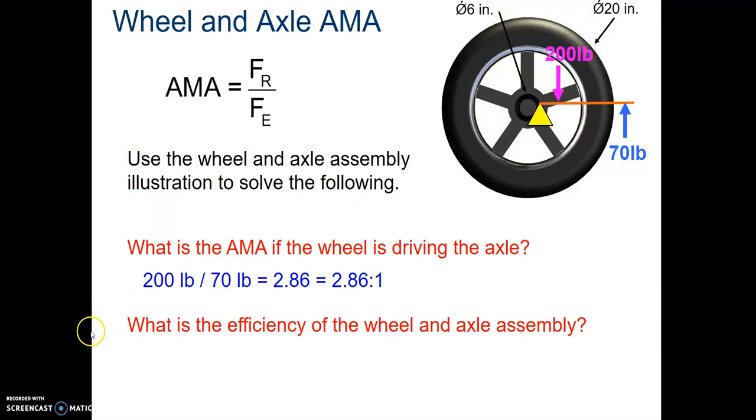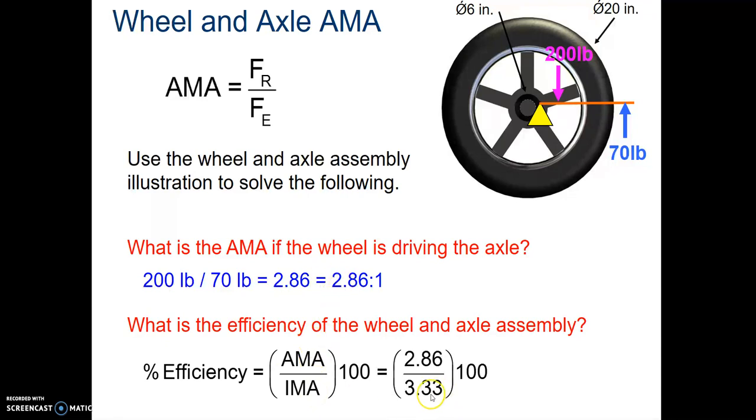So what's the efficiency? Well, the efficiency is the AMA over the IMA. We have an AMA of 2.86. From the previous slide, we had an IMA of 3.3 when the wheel was driving the axle. Divide those two, and you've got an efficiency of 85.9%. Nothing can be more than 100% efficient. If you ever come up with something more than 100%, you let me know. I want to invest in the ground floor.